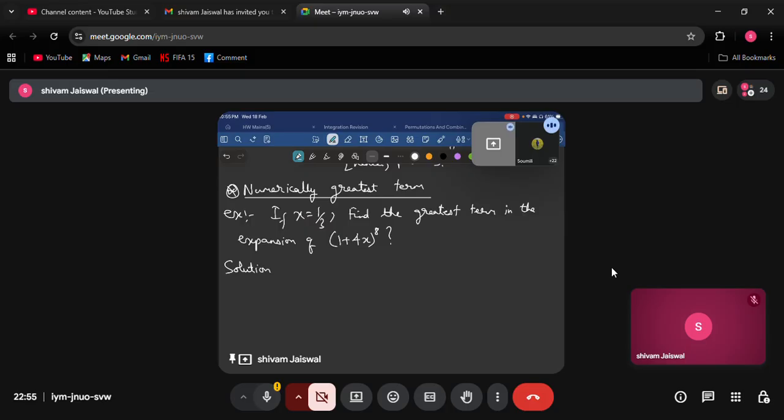So everyone see. What is (1 + 4x) to the power 8? (1 + 4x)^8 is equal to 8C0 plus 8C1 into 4x plus 8C2 into (4x) squared plus dot dot dot plus 8C8 into (4x) to the power 8.